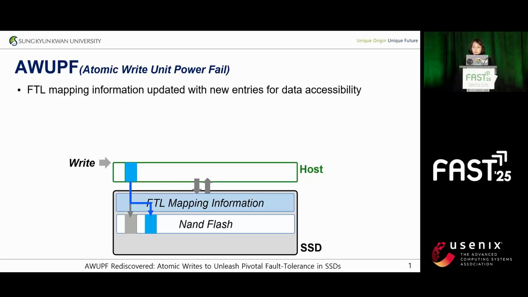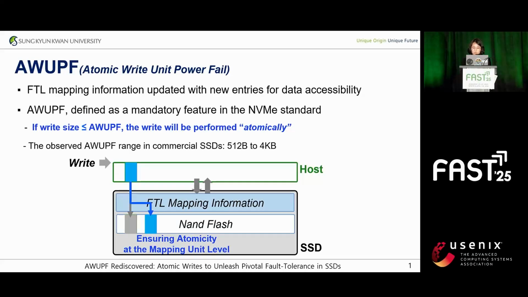Since the mapping table update is crucial for accessing new data, it must be atomic at the mapping unit level to maintain data consistency. Due to this mechanism, SSDs inherently provide atomicity. To formalize this behavior, the NVMe standard introduced a feature called AWUPF, which defines the smallest write unit that an SSD must guarantee as atomic. Through our analysis, we found that most SSDs provide a 4 kilobyte AWUPF.